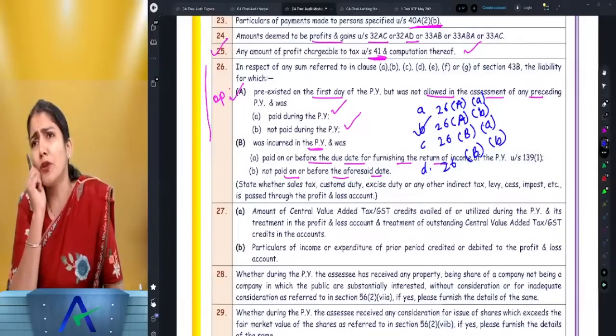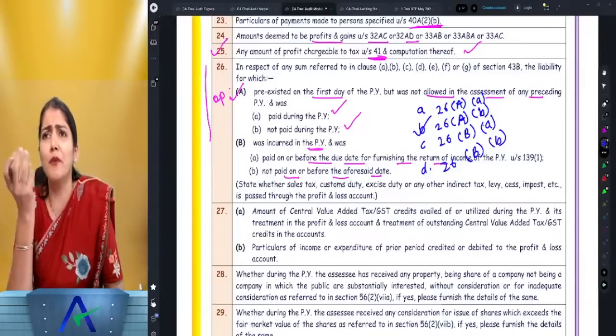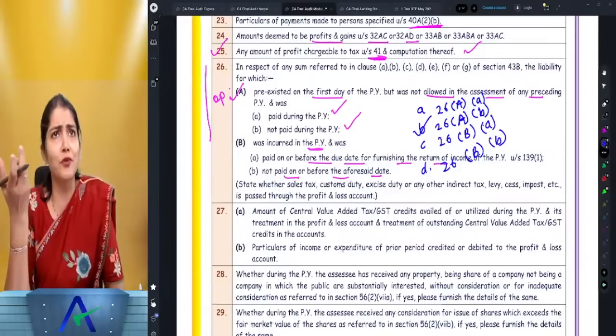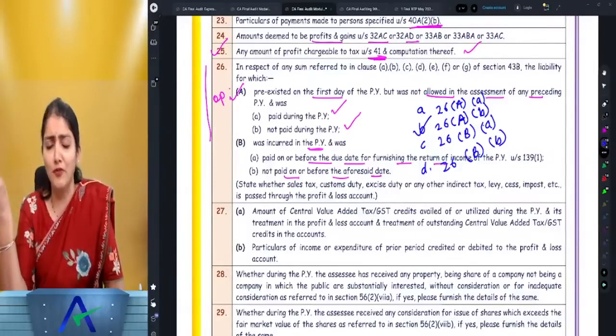Okay. Do we need to quote the clause number also while giving the answer? If you know it, then you quote it. If you don't know, then write as per the relevant provisions of Form 3CD.